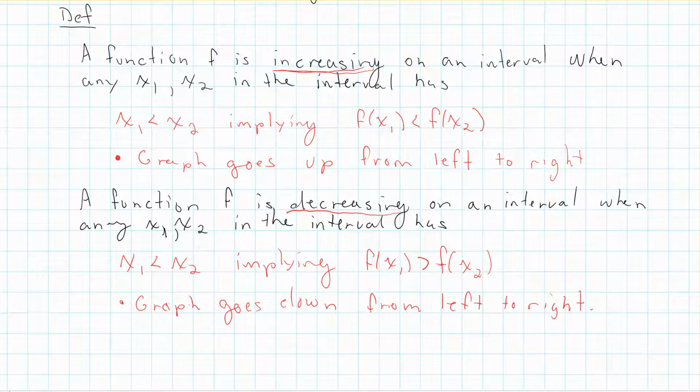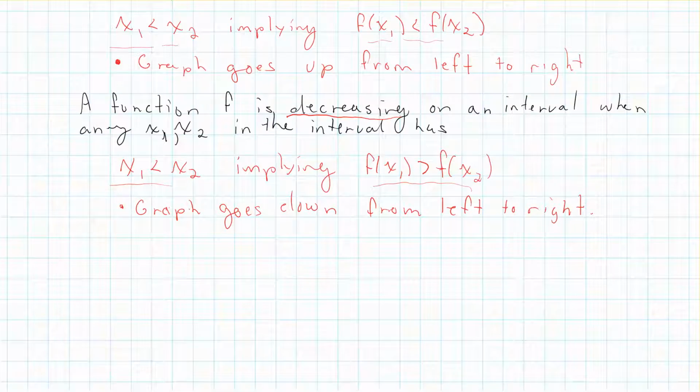The one thing I want to point out here is this x1 less than x2 here, and this x1 less than x2 here. The reason it's x1 less than x2 in both cases is this is really what's telling us that we're reading the graph from left to right. It's this second portion over here that defines increasing and decreasing. So that's why we have x1 being less than x2 in both cases.